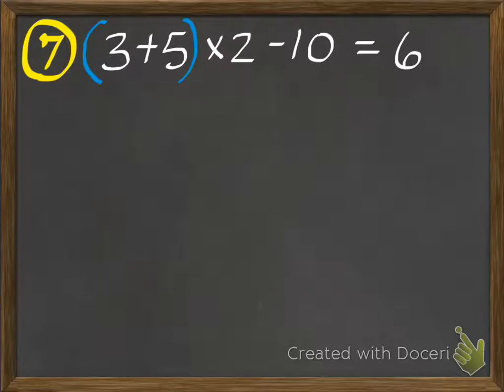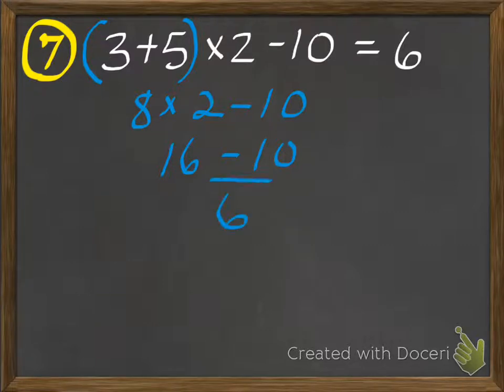So let's try it here. Let's see if that makes it correct. And you still use the order of operations to check and see if you've got the parentheses in the right place. So we've got 3 plus 5 would be 8. And then we do the rest of the problem following the order of operations. 8 times 2 would be 16 minus 10. And 16 minus 10 would be 6. Okay, so you can see just by chance I happened to put those parentheses in the right place.